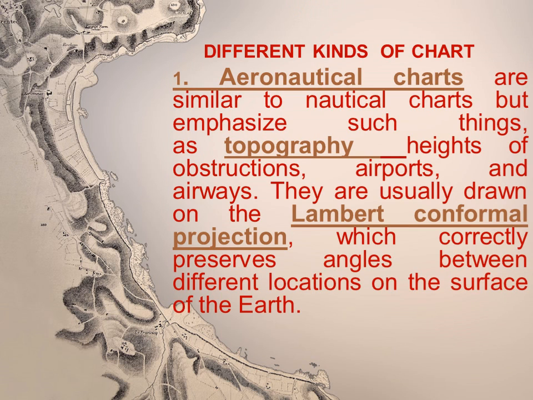Different kinds of chart. Number one, the aeronautical chart, is similar to a nautical chart but emphasizes such things as topography, heights of obstruction, airports, and airways. They are usually drawn on a Lambert conformal projection, which correctly preserves angles between the different locations on the surface of the Earth. So the aeronautical chart is focused on the altitude or height of a building, the tower, etc.